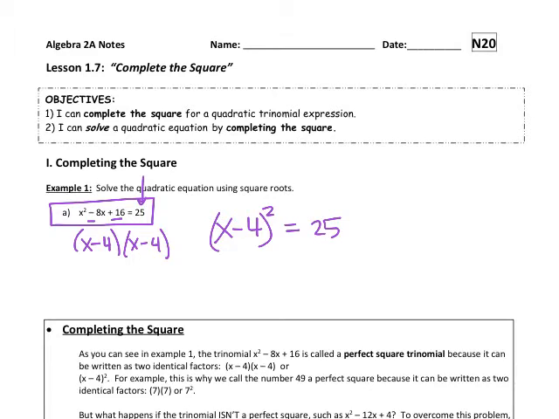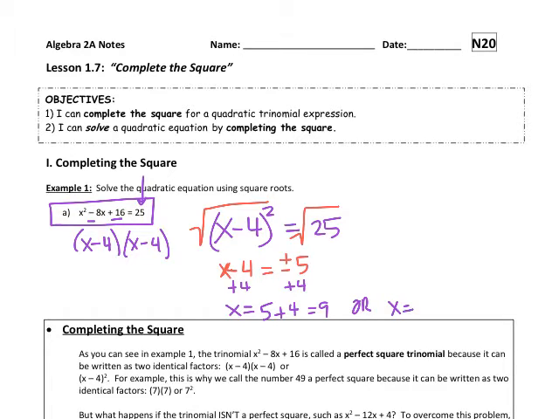That's going to make it easier for me to take the square root of both sides. So I'm going to go ahead and take the square root of both sides. On the left, I'm going to end up with x minus 4, and on the right, I'm going to end up with plus or minus 5. So when I add 4 to both sides, I'm going to end up with two answers. x is going to equal 5 plus 4, which is 9, or x will equal negative 5 plus 4, which is negative 1. So my final answer: x is equal to 9, and x is equal to negative 1.